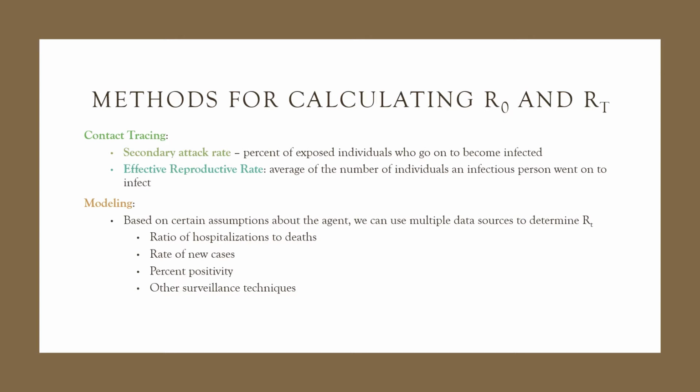But more often than not, especially during the beginning of an epidemic when we don't have all of the information, R0 is calculated based on very complicated statistical models. We're not going to go into the details about what goes into these models, but they're based on certain assumptions about the agent, and we can use multiple data sources to determine that RT, including the ratio of hospitalizations to deaths, the rate of new cases, the percent positivity, and other surveillance techniques that we can use to pull information in about human behavior.